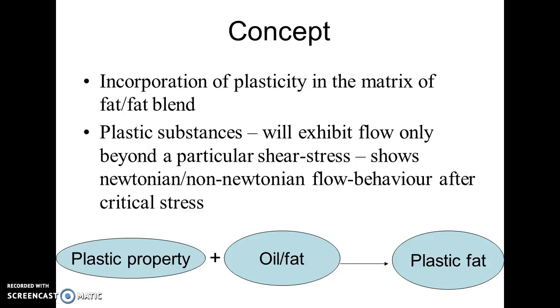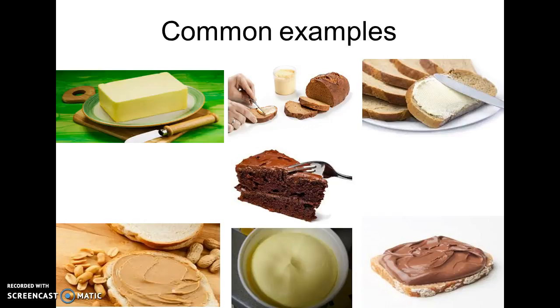So when we blend or amalgamate this plastic property with our commonly available oil or fat, we get this plastic fat. Here are some common examples of plastic fat, some butter and margarine samples, as we are seeing, being applied on our toasted bread. Next, some pastries, or it is used as peanut butter or as a chocolate coating, as we are seeing over here.